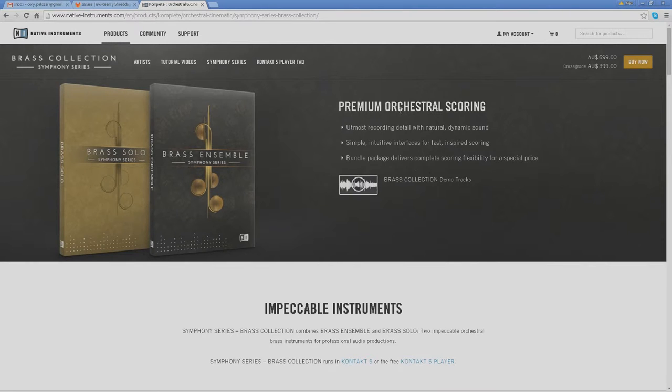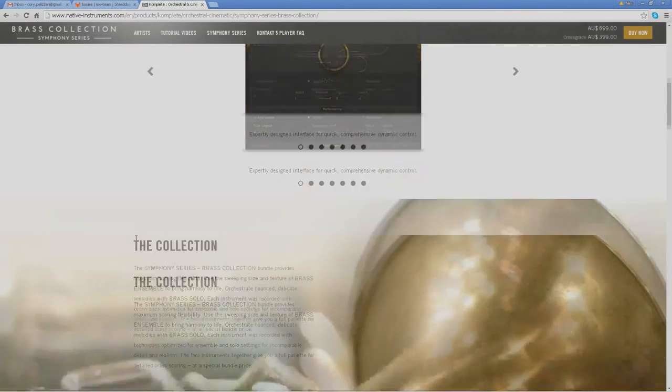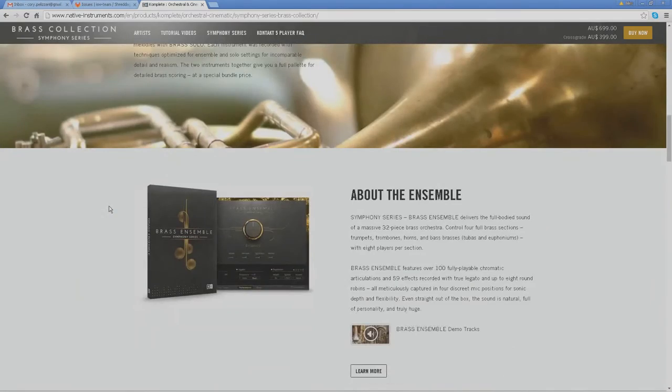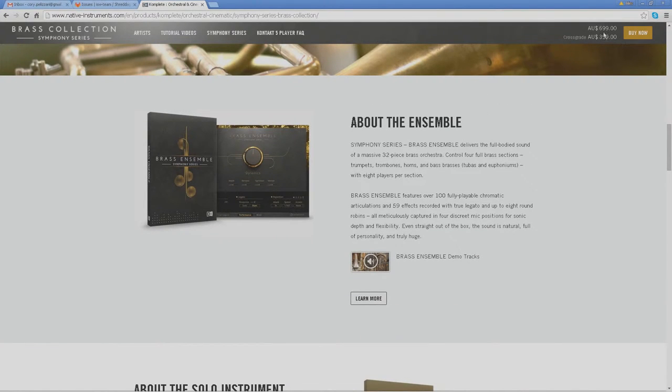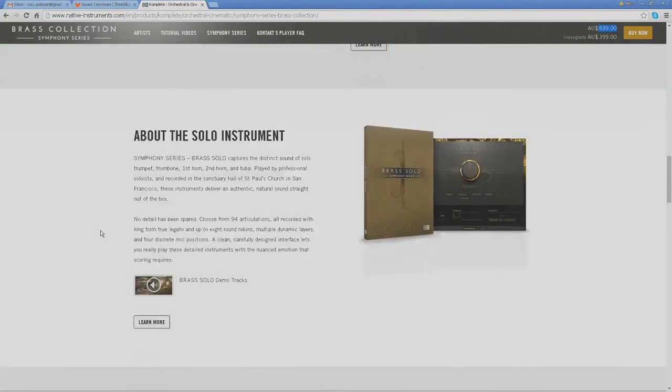Instead, a decision was made to have it as a separate series called Symphony series. And here they were sold at full price. Now, Native Instruments pricing, I don't agree with. I don't believe that they should slap a $700, I think it's $700 Australian dollars, price on this library.